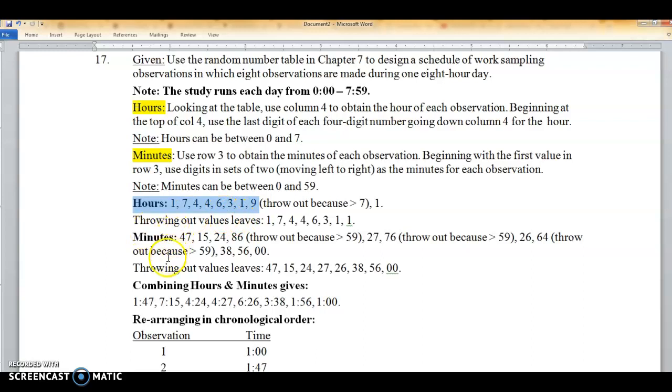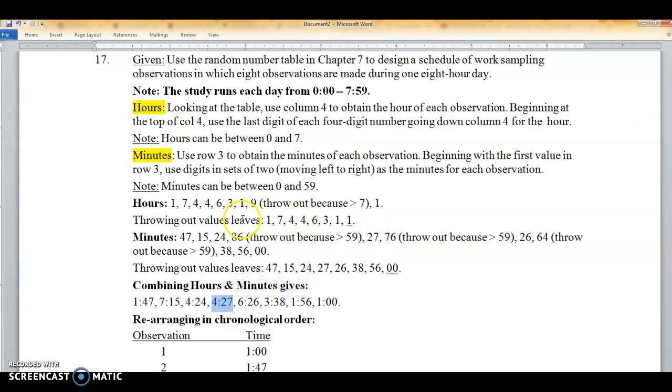All right, so again, we are now putting together the hours and the minutes. The first observation was 1 hour with 47 minutes, so 1:47. The next observation, number 2, was the 7th hour with 15 minutes, so 7 hours, 15 minutes. The third observation was 4 hours with 24 minutes, so 4 hours, 24 minutes into the day. The next observation was 4 hours and, remember, we threw out the 86, 27 minutes. So 4 hours and 27 minutes.